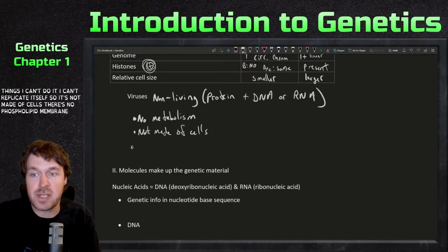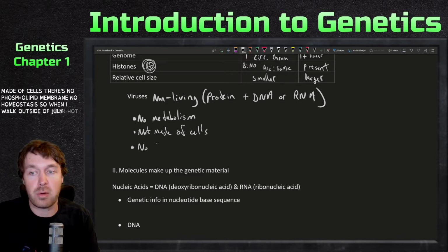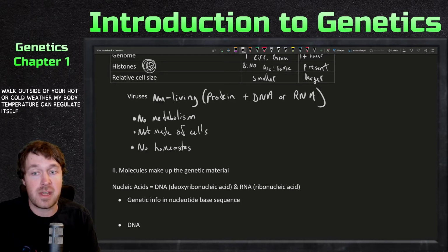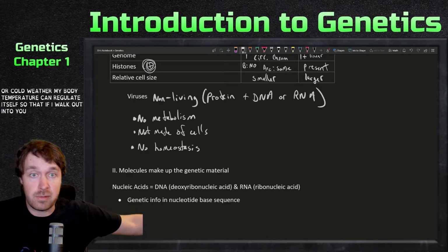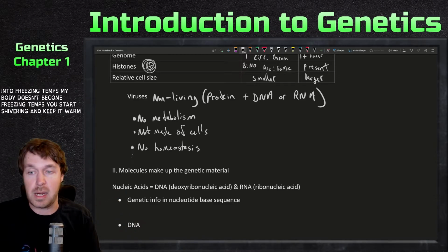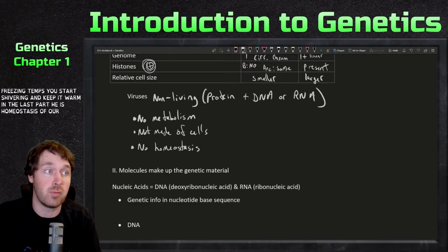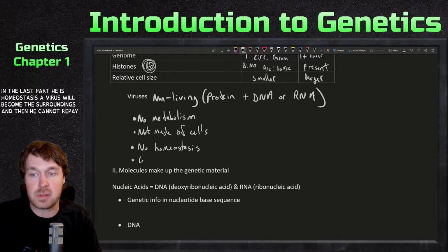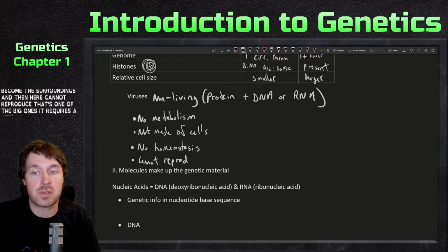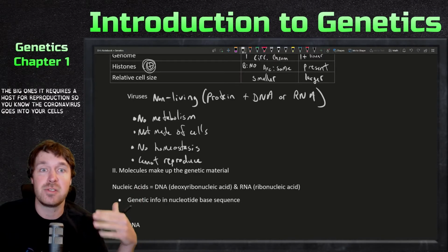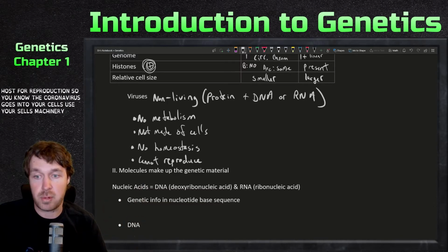Also, no homeostasis. When I walk outside into hot or cold weather, my body temperature can regulate itself so that if I walk out into freezing temps, my body doesn't become freezing temps. You start shivering to keep warm. That's homeostasis. A virus will become the surroundings. And then, cannot reproduce. That's one of the big ones. It requires a host for reproduction. So the coronavirus goes into your cells and uses your cells' machinery to reproduce itself.